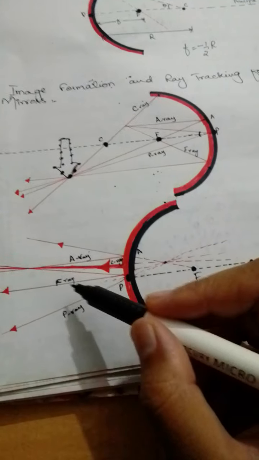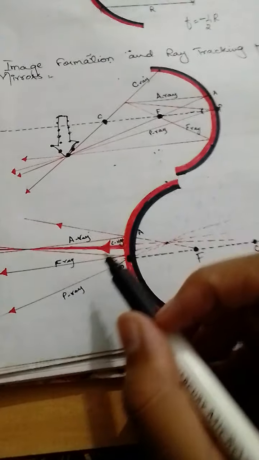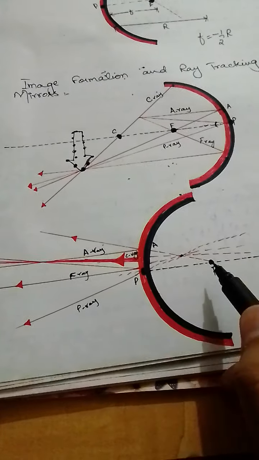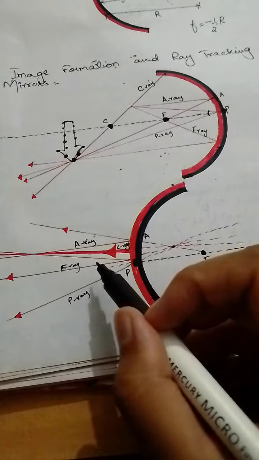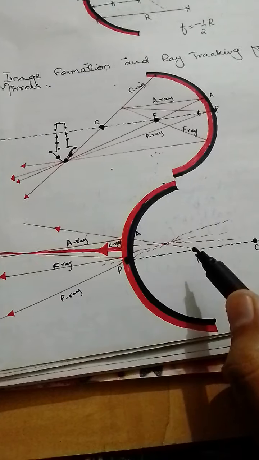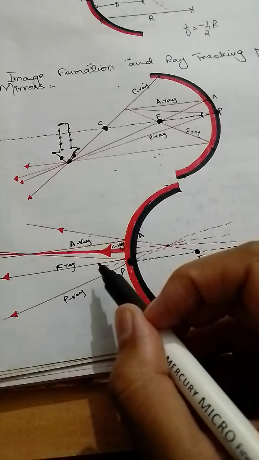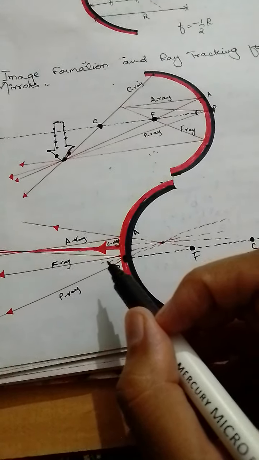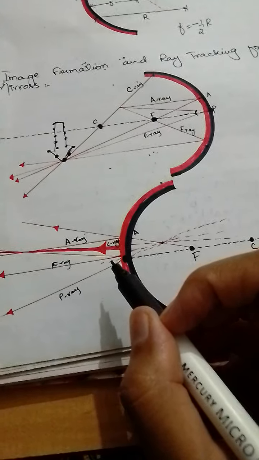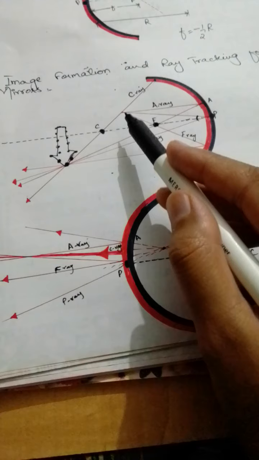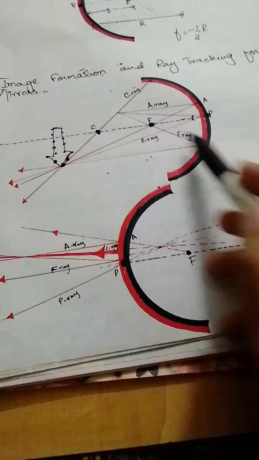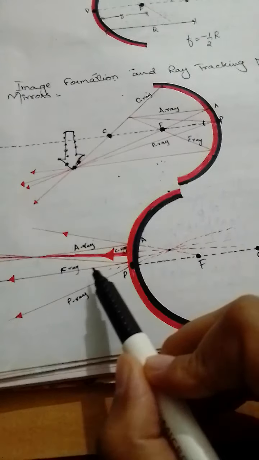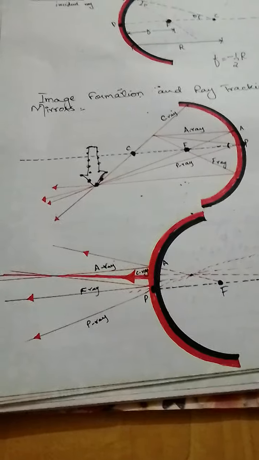Coming to the third ray, which is the F ray. The F ray is pretty simple. This ray would come along the path of the focus, you can say it's coming toward the focus point here, and gets reflected back parallel to the principal axis. This line is parallel to the principal axis. Just as we saw in this case, this ray passes through the focus and gets reflected back parallel to the principal axis.